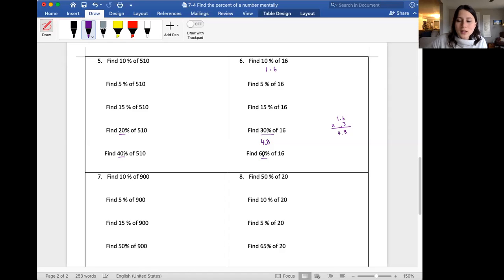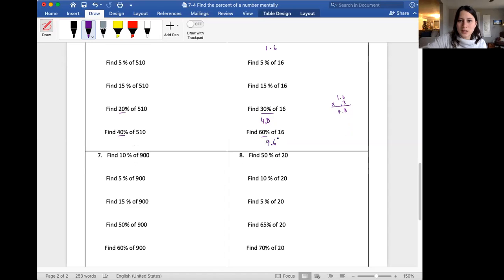And then it says, what's 60% of 16? Well, think of these percentages. There's a relationship between 30 and 60. 60 is double what 30 is, so you can just double what this is. 4.8 times 2, that would be 8 times 2 is 16. 4 times 2 is 8. 8 plus 1 is 9, so it's 9.6. So 60% of 16 is 9.6.